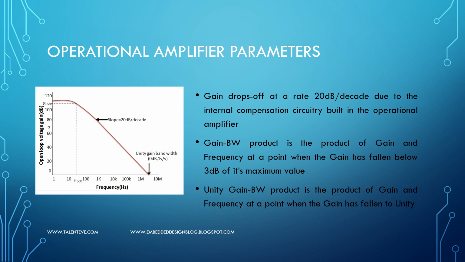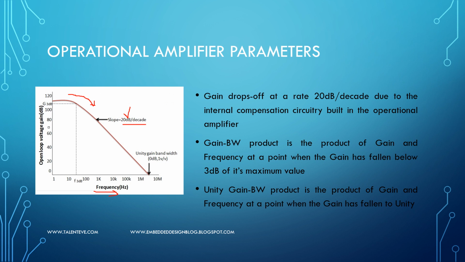Now what happens is, as the frequency increases, the gain of the op amp reduces. So that is what you observe here. This is the frequency and this is the gain. So the open loop voltage gain of an op amp reduces with frequency. The reduction, as you see here, is 20 dB per decade. So for every decade change of frequency, you have a 20 dB voltage drop. That's what the slope means here.